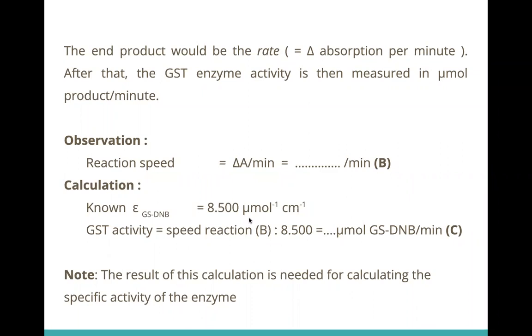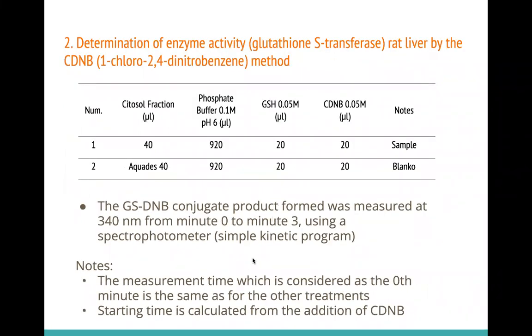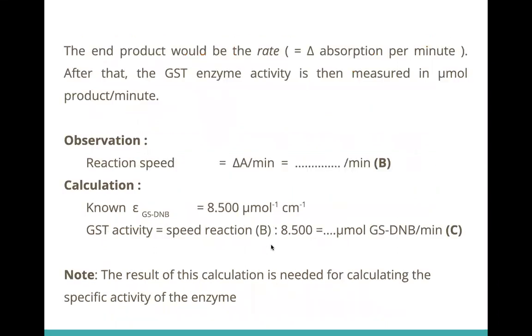So the end product will be a rate, or absorbance per minute. After that, the GST enzyme activity is then measured in micromole product per minute. So the observation you need to measure there is reaction speed. It means the absorbance, the delta absorbance. As you can see here, there are two measurements, the 0 minute and the minute 3. So the delta is minute 3 minus minute 0, so you can get the delta absorbance per minute.